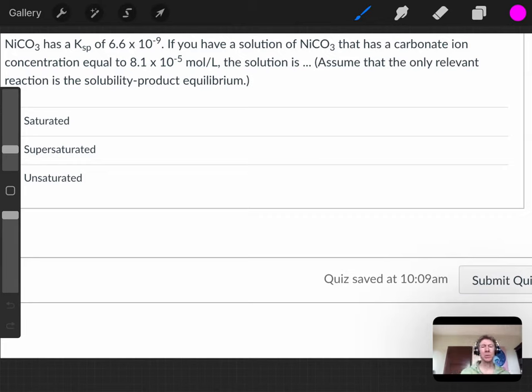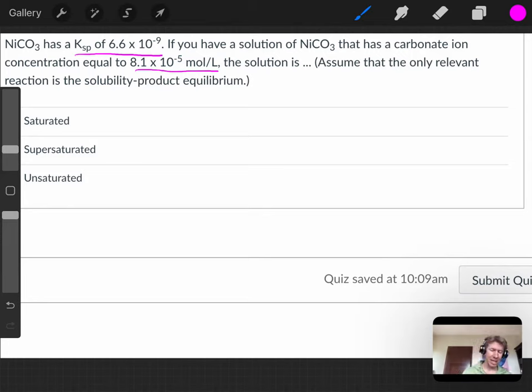This will be a problem that, if and when you see it on an exam, it will probably say, show your work for any credit. So we will show our work. So the question is, when we have this Ksp value, is the concentration that we get going to be larger, smaller, or the same as the 8.1 times 10 to the minus 5th?